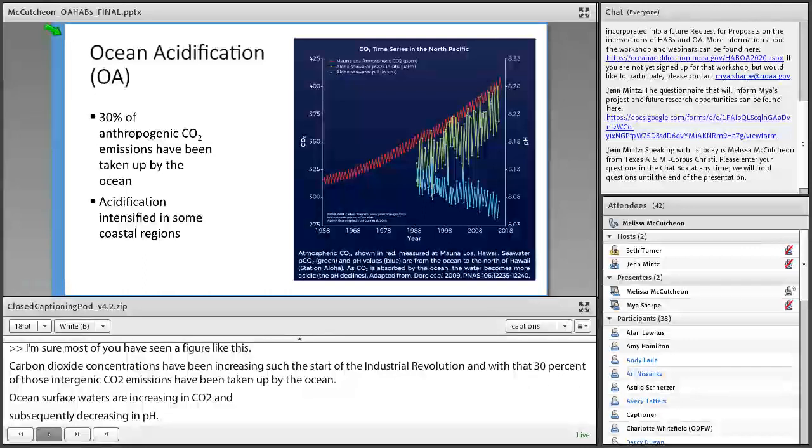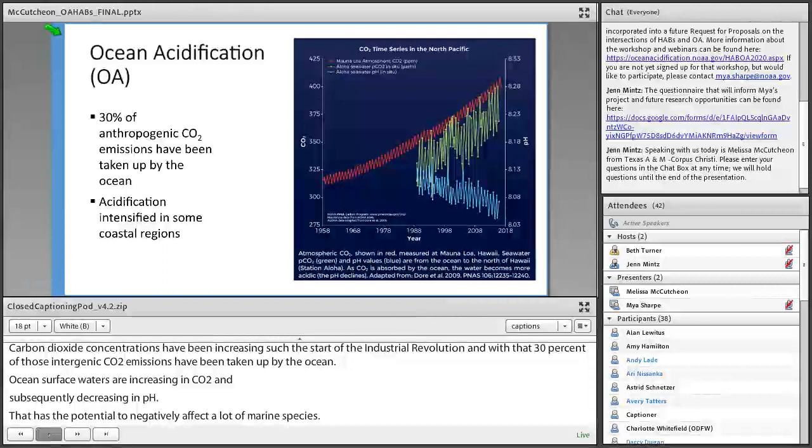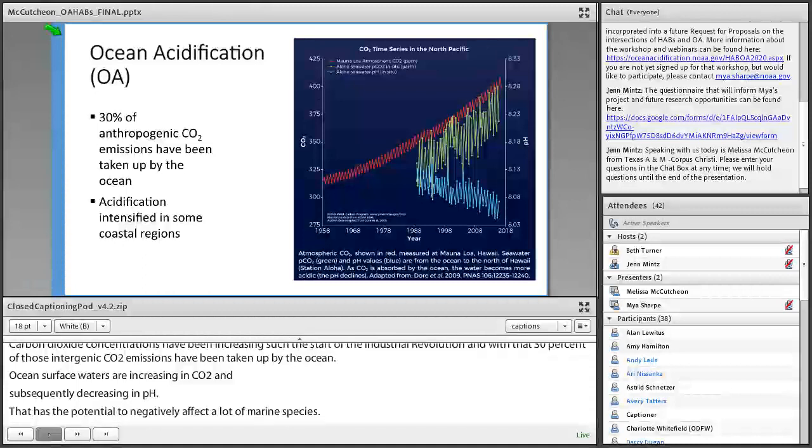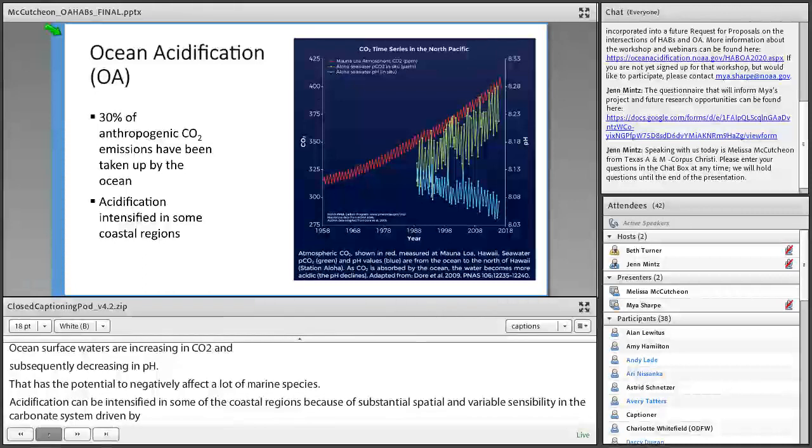But acidification can actually be intensified in some of the coastal regions because of substantial spatial and temporal variability in the carbonate system driven by physiological, biogeochemical processes. Freshwater inputs, nutrients, organic matter loading, stratification, and upwelling can also come into play in those regions.